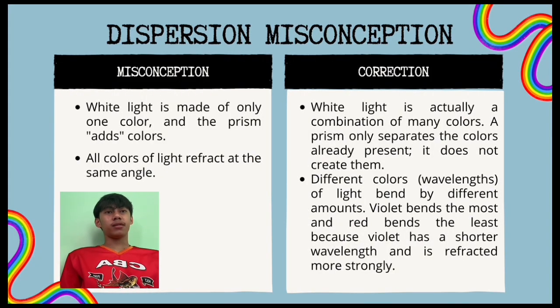Misconception: white light is made of only one color and the prism adds colors. Correction: white light is actually a combination of many colors. A prism only separates the colors which are already present. It does not create them. Misconception: all colors of light refract at the same angle. Correction: different colors or wavelengths of light bend by different amounts. Violet bends the most, and red bends the least, because violet has a shorter wavelength and is refracted more strongly.